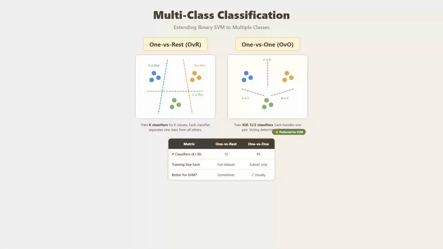Which approach is better? For SVM specifically, one versus one is often preferred. While it requires more classifiers, each classifier is trained on a smaller subset of data, making training faster. The voting mechanism also tends to be more robust. The comparison table shows that for 10 classes, one versus rest needs 10 classifiers each trained on the full dataset, while one versus one needs 45 classifiers each trained on much smaller subsets. In practice, one versus one often trains faster and gives better results.